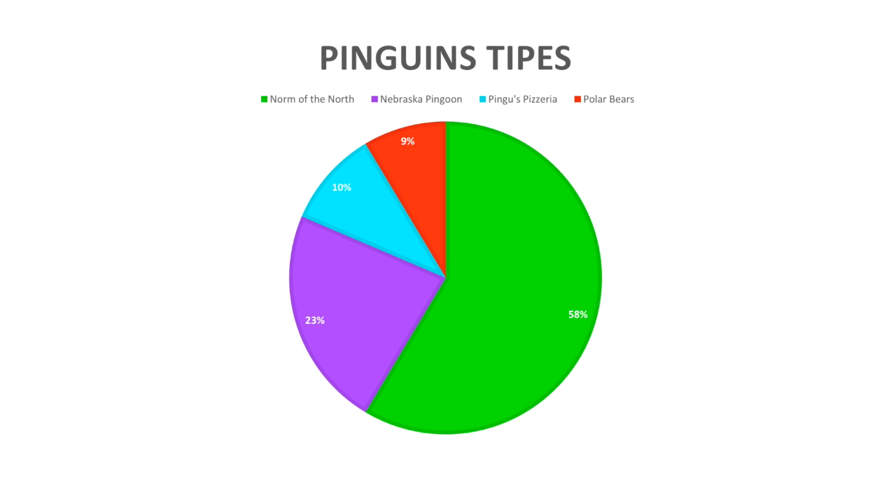These are the penguins' types. As you can see, Norm of the North penguin takes up 58% of all penguins. The second most common penguin, at 23%, is the Nebraska Pingoon. At 10% is Pingu's Pizzeria, and at 9% is Polar Bear's Penguins. These are all the types of penguins there are in the wild. Next slide.